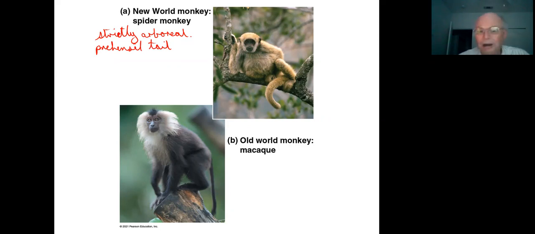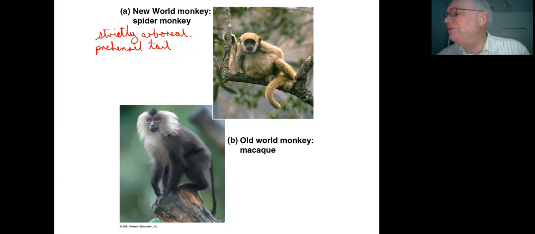In fact, many Old World monkeys don't have tails at all. Think of baboons and things like that. They are monkeys, they don't have tails, or they may have a tiny little stub of a tail. And there's a reason for that. So they're strictly arboreal, they have a prehensile tail.